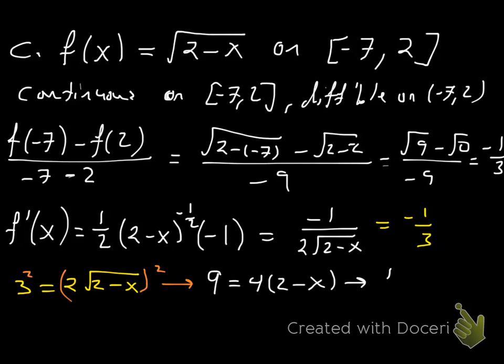Alright, so we have 9 over 4, which is the same thing as 2 and a fourth. And then we're going to subtract 2, so we'll have a remainder of 1/4 is equal to negative x. And then we will multiply by negative 1, and at this particular point, at negative 1/4, is where we're going to have the slope of the tangent line equal to negative 1/4.